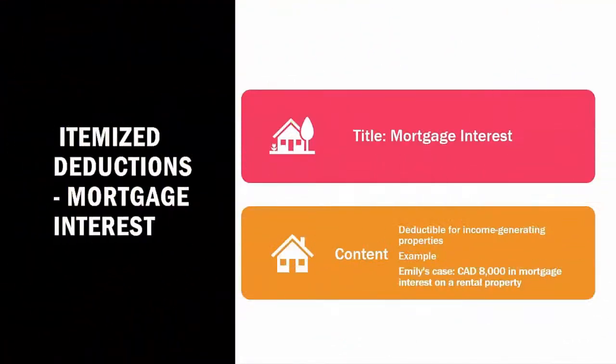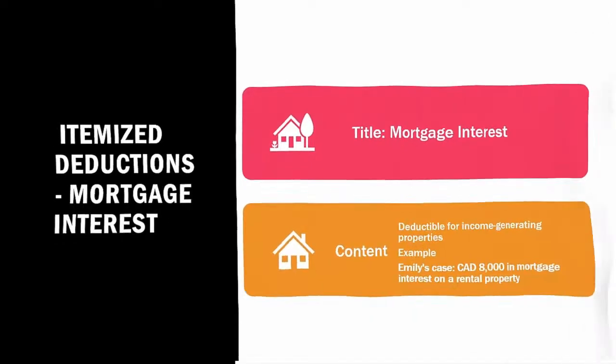C. Mortgage interest. Interest paid on mortgages for properties that are used to generate income, such as rental properties, can be deducted from gross income. However, interest on personal residences is generally not deductible in Canada. Example: Emily has a rental property and pays $8,000 in mortgage interest annually. She can deduct this interest from her rental income, reducing her taxable income accordingly.